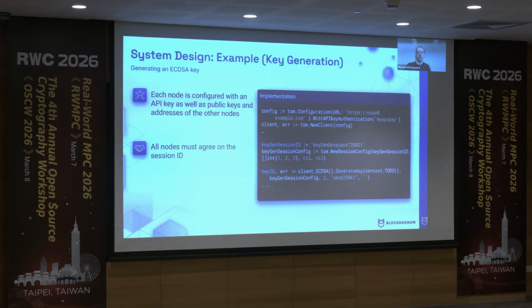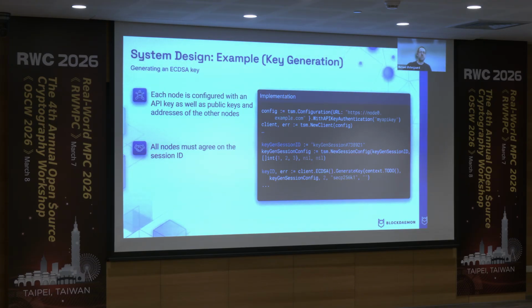You provide a context, as you always do in Go. You give the session configuration. You have the number 2. That's actually the security threshold T, as you saw on the previous slides. You specify what elliptic curve you want to do ECDSA over, and you have an empty parameter, which can be a key identifier. If you have a specific one you need, you can provide it; if you leave it empty, it will generate one automatically for you.